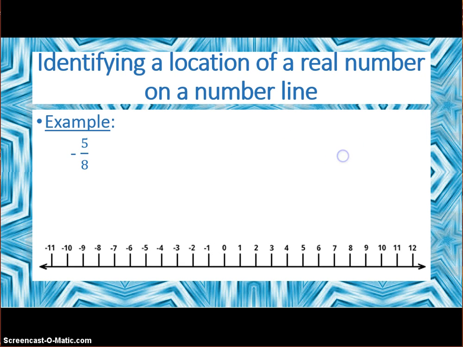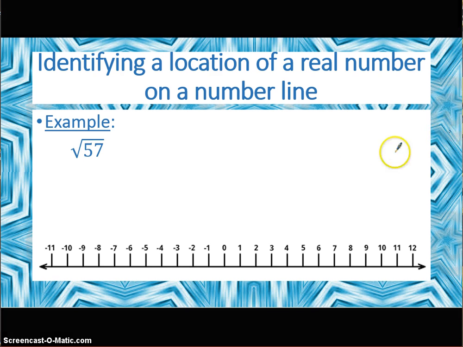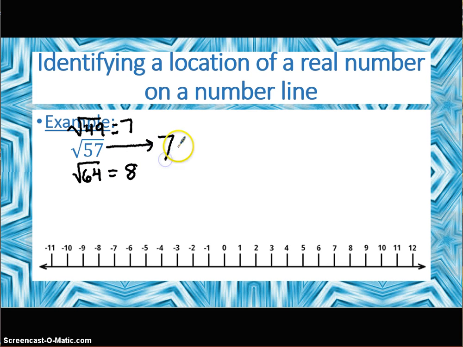Let's try another example. The square root of 56. Now, I know my perfect square roots, and I know that this is not a perfect square, because this lies between the square root of 49, which is 7, and the square root of 64, which is 8. So this amount is between 7 and 8, so it's 7 and I'm going to make a fraction bar to determine about how much it is.